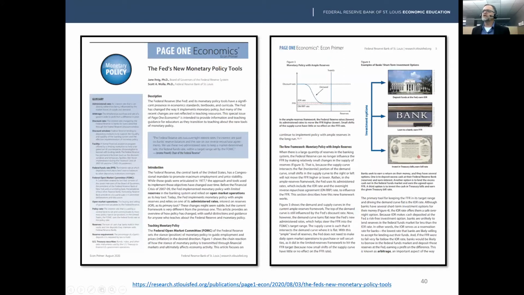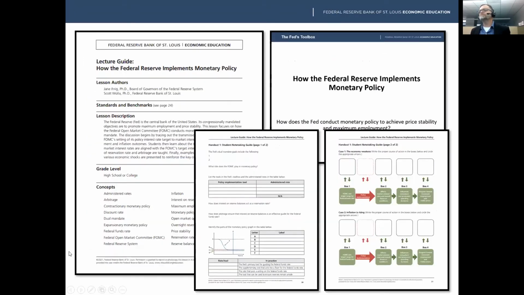This one is a Page One Economics we wrote last year, the Fed's new monetary policy tools. It's relatively short. It's really intended for teachers and professors rather than students, but it explains and goes over a lot of what we talked about today, but probably in a little more detail. It's a good overview to read and think about as you consider updating your teaching.